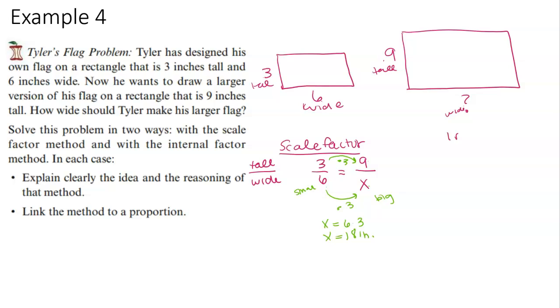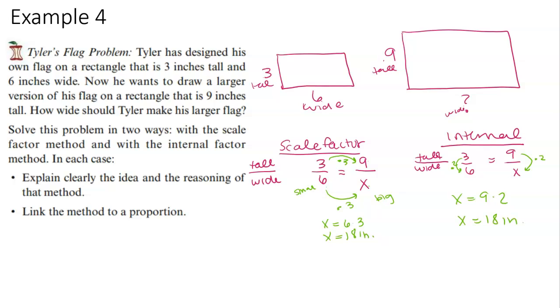Let's look at the internal way to do this. I'm still going to do tall to wide, 3 to 6 is equal to 9 to x. But internal has us looking within itself. And you could go up or down, your choice, but I'm going to go down because I want to multiply instead of divide. So that's times 2. 3 times 2 is 6. So here, I'm going to do the same thing, 9 times 2. So x is equal to 9 times 2. x is equal to 18 inches.